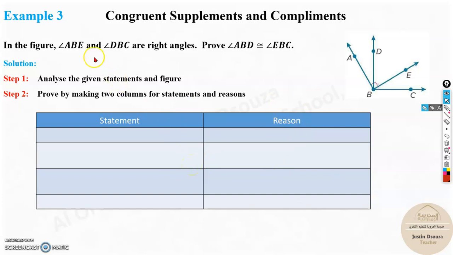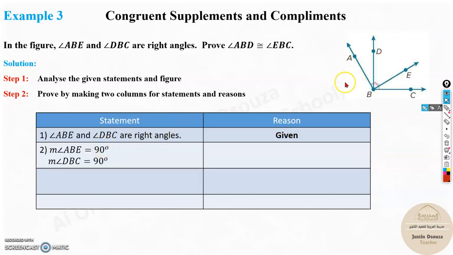Let's write the first statement, whatever is given to us. What is given? ABE and DBC are right angles. That is even in the figure, ABE and DBC. Okay, that's given. What about the next thing? If they are right angles, that means the measure of ABE is equal to 90 degrees and the measure of DBC is also 90 degrees. That is the definition of right angles.